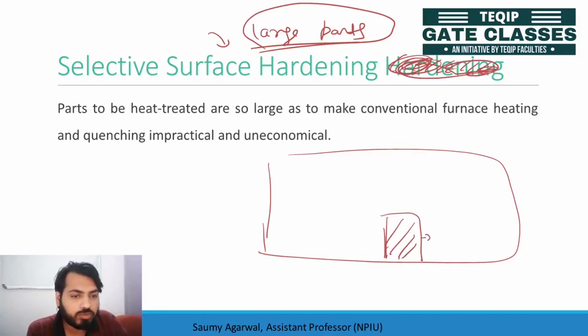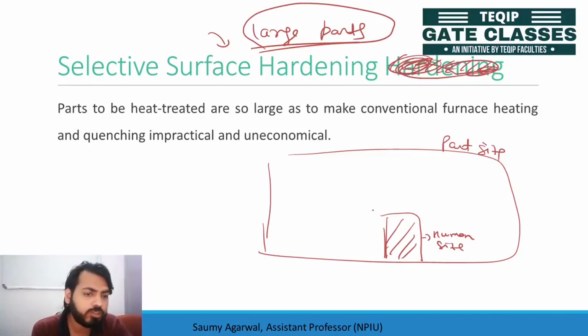This over here is the human size, and this over here is the part size. You can see the part size is so much bigger compared to a human. Even if the part may be a little smaller than this, it is just a general idea. So you cannot take this part and put it into a furnace. It is very impractical and requires too much cost. You would need big cranes to pull them from here and put them at some other place.